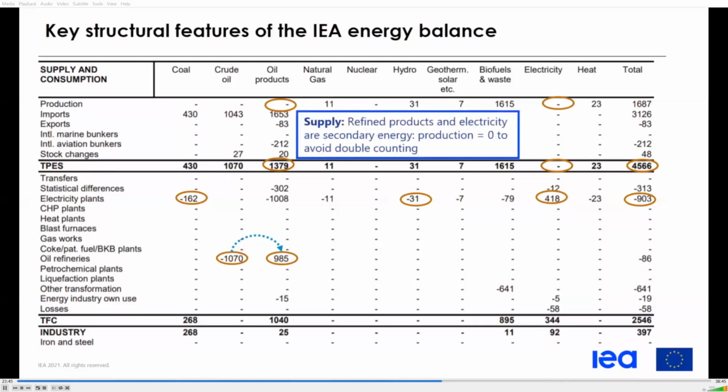Only production of primary products are shown in the production row in order to avoid double counting. Secondary products are shown in the transformation block. That is why for oil products and electricity, the production cell is 0. The total energy supply row allows users to see the total amount of energy used and the relative contribution of each different source. Do you think this country is producing oil products?